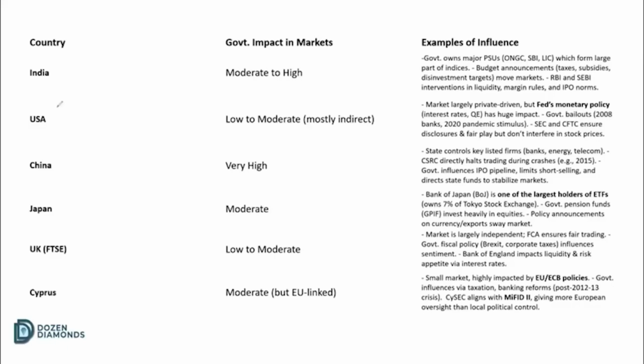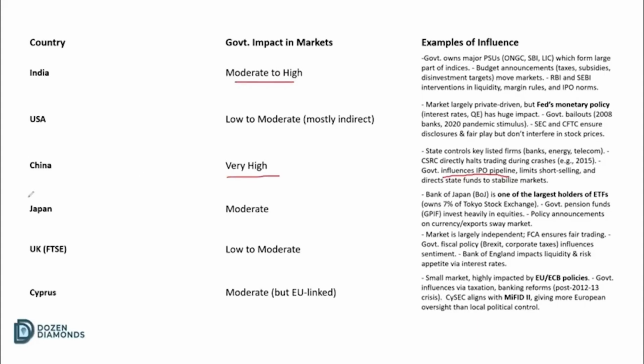Similarly, if I take the example of China, there it is obviously very high as there is no democracy there. But as I mentioned in the previous slide, retail participation is responsible for 70 to 80% of the total trading volume. Here the government influence is very high, because the CSRC, which is also known as the SEBI of China, directly halts trading during crashes. There have been multiple cases where the Chinese market has been halted during trading hours, and the government also influences the IPOs, whichever IPO a company wants to bring to the market. The government has direct influence on those IPOs. So the government impact is high in India as well as China.